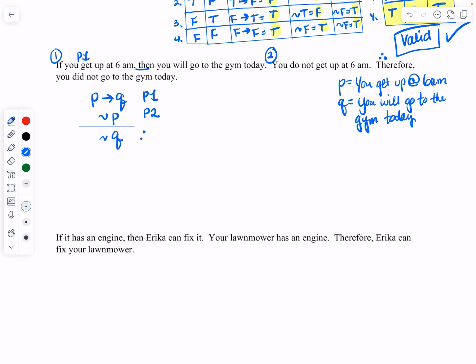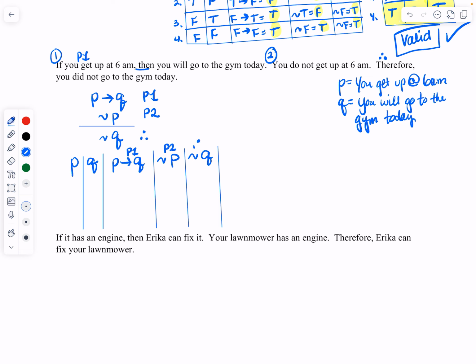Okay, truth table time. I only have 2 letters, so I'm going to have 4 rows. P, Q, if P, then Q, negation P, and negation Q. Okay, and let's label if P, then Q is premises 1, negation P is premises 2, and the conclusion is negation Q.